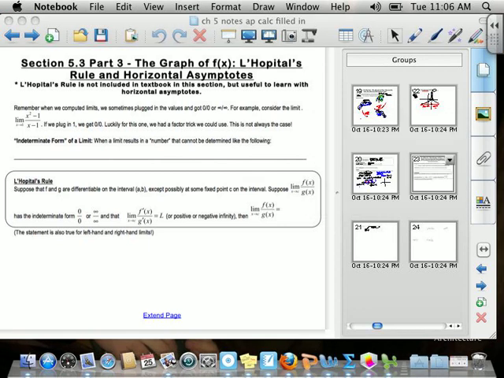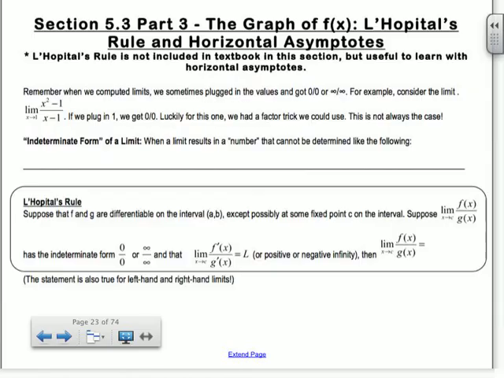Okay, so we're going to do 5.3 part 3. There's 4 parts to 5.3 because it's all about graphing. So far we've learned about increasing, decreasing, concavity. Now we're going to talk about horizontal asymptotes. This isn't typically something that's taught at the beginning of calculus. Usually people will talk about it for BC, or at the end of calculus.